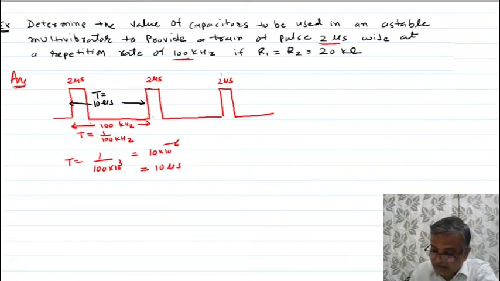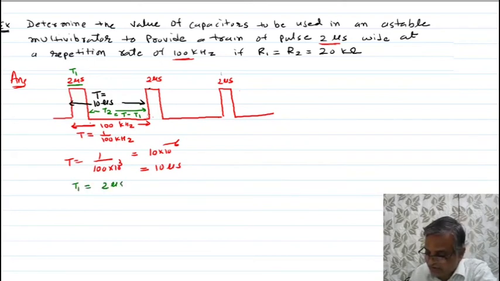So this is your T1. Remember, this is your T1, and this value is T2. So T2 you can write as T minus T1. T1 is 2 microsecond and T2 is T minus T1, so it is 10 minus 2, 8 microsecond. If you don't understand only this, the rest of the thing is very simple.